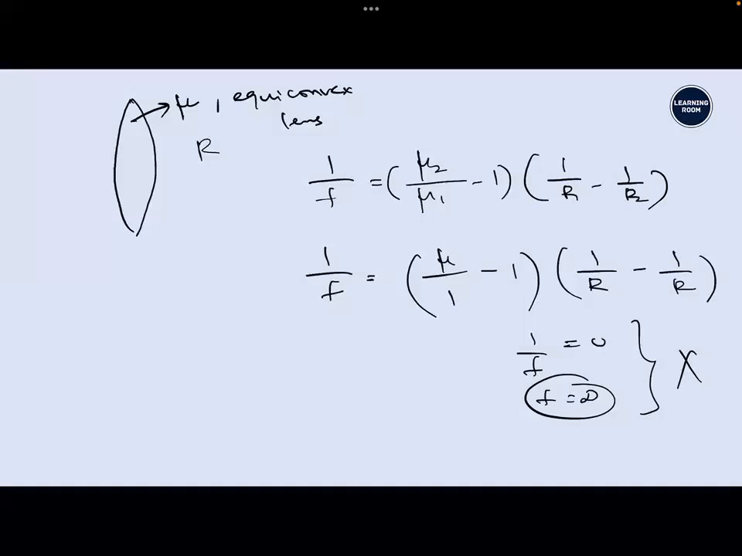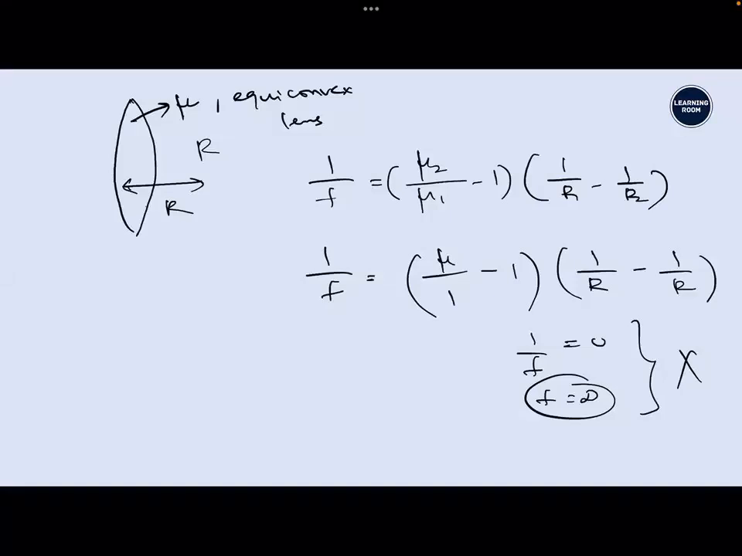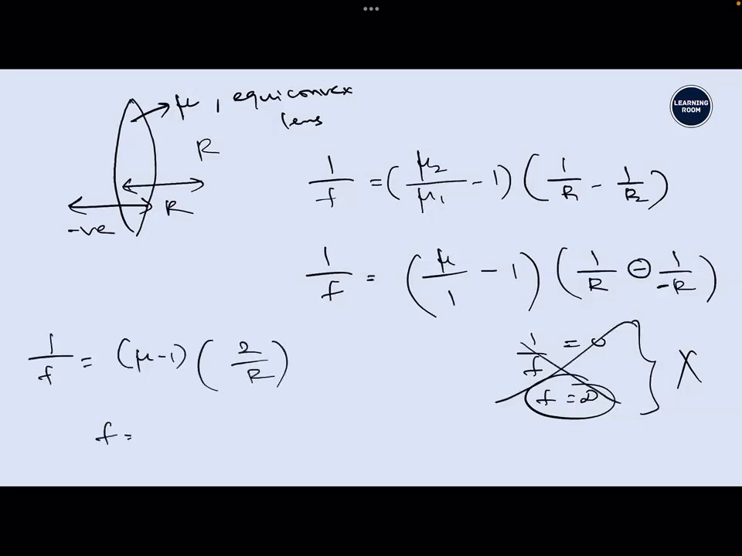Because for the first surface, the radius of curvature is positive, whereas for the second surface, the radius of curvature is negative. So what are we supposed to do? Minus sign. So this is wrong. And the right way to write it is 1 by f is equal to mu minus 1 into 2 divided by R. F is equal to R divided by 2 into mu minus 1. This is the right refractive index.